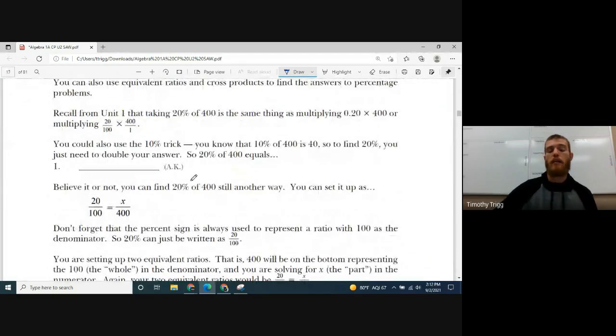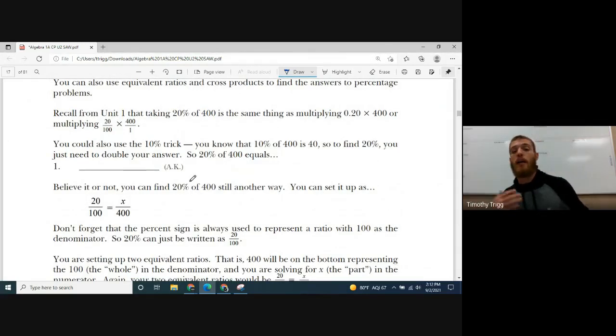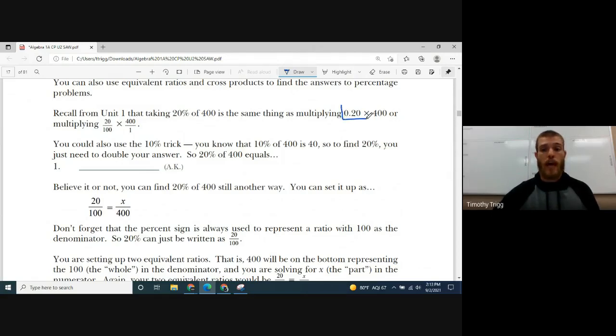Now we could use that idea to help us find any percentage. In a lot of cases, we already kind of know how to find a percentage from last unit. For example, if I wanted to find 20% of 400, what you could always do is change that 20% to a decimal by moving the percentage over twice and then multiplying by 400. And they're showing that here. But another way we can solve it is by using proportions, and we're going to go over that more here.